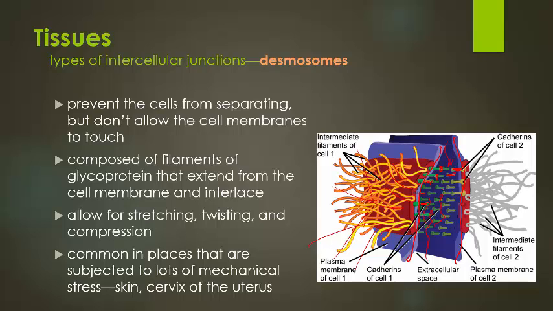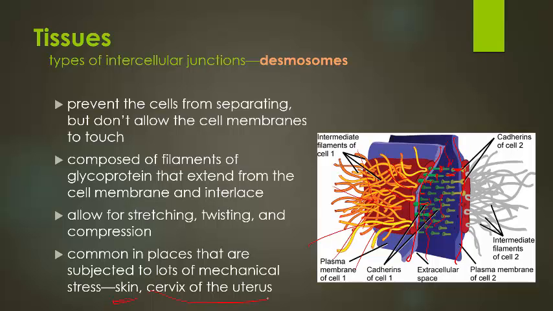And so we find them in places where there's a lot of mechanical stress, stretching and twisting and ripping, like your skin. In the epithelial layers of the skin, we see desmosomes between the cells, and at the cervix, the uterus, which has to withstand a lot of stretching during childbirth.